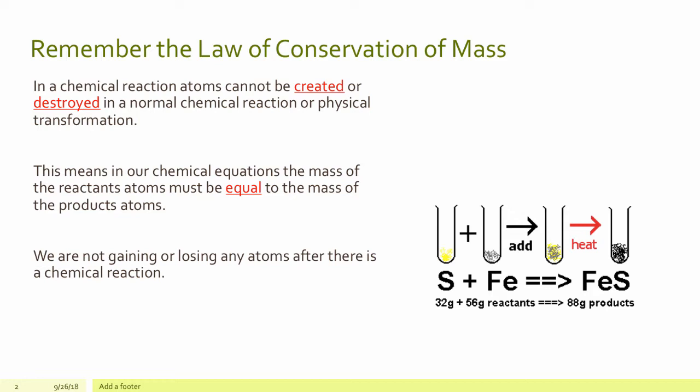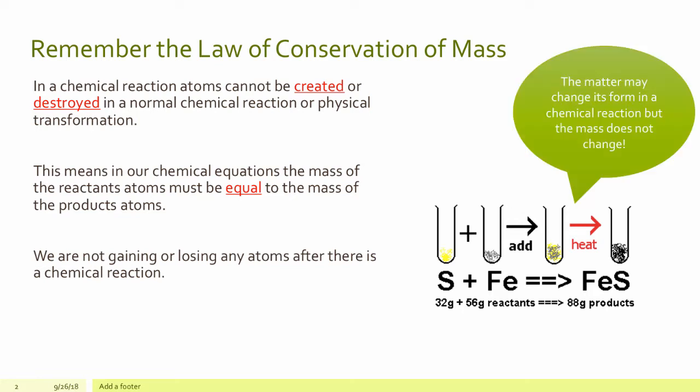So in this image we have two elements, S plus Fe. There's a chemical reaction because of heat, and we end up with FeS. And if you look at the equation below, we have on our reactant side what we put in, 32 grams plus 56 grams of reactants. If you add those together, that's 88 grams, which is what we still had in the end product. So the matter can change its form in a chemical reaction, but the mass doesn't change at all. So that's that law of conservation of mass.